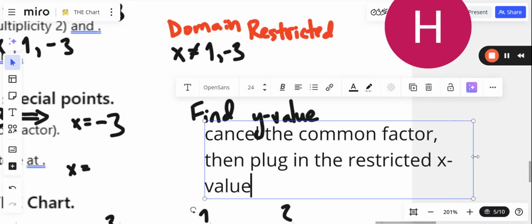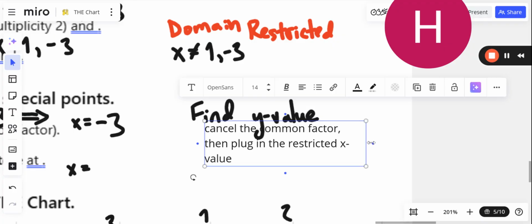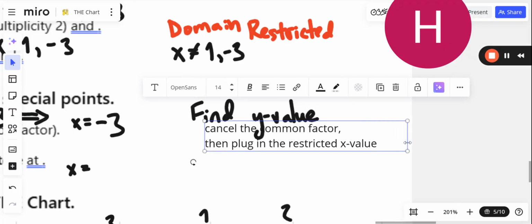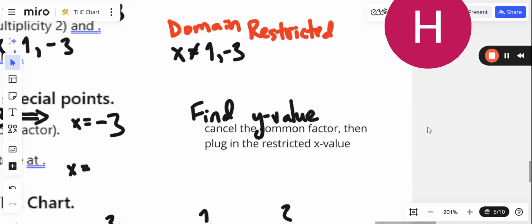Let's see, let's make this like that. Let's also make this smaller. Okay, there we go.